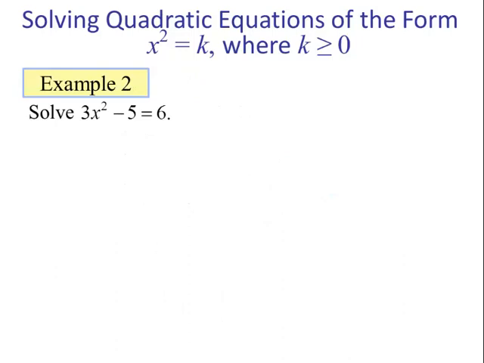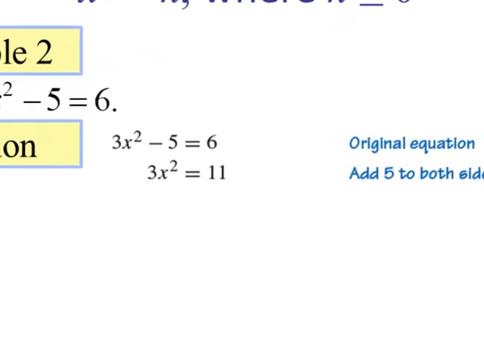Example 2. Solve 3x squared minus 5 equals 6. So we need to get rid of the square, we need to get rid of the 3, and we need to get rid of the 5. Solution. Our first step is to add 5 to both sides. Next, we want to get rid of the 3, so we divide both sides by 3. So now we have x squared equals 11/3.